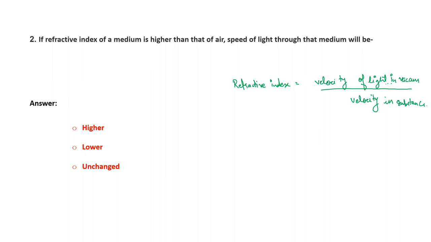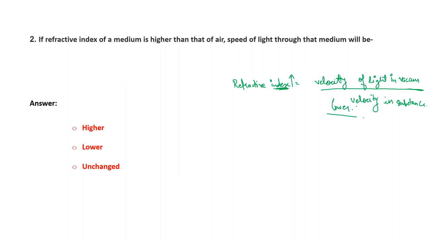Since we can also say that the velocity of light in vacuum is quite high, and compared to that, the velocity also increases if it moves in a rarer medium. So if the refractive index of the medium is higher compared to air, then the speed of light in that medium will be, see, this has an inverse relation. The refractive index is higher, the velocity will be lower.